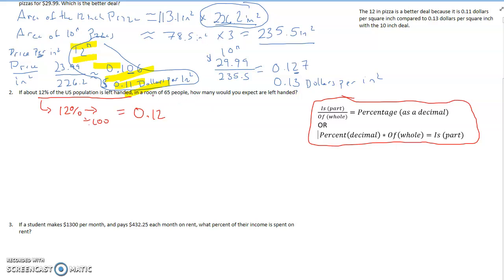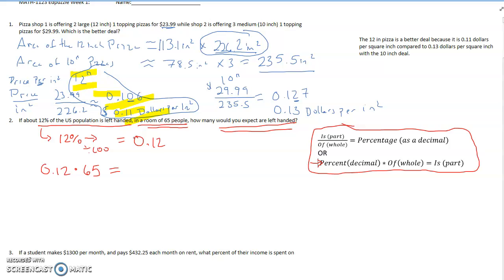And now it says, in a room of 65 people, how many are left-handed? So we know the total number of people, or the whole. So I'm actually going to use this formula down here. So we're going to take our percentage as a decimal, so 0.12. We're going to multiply that by the total number of people in the room, which is 65. 0.12 times 65 is 7.8.